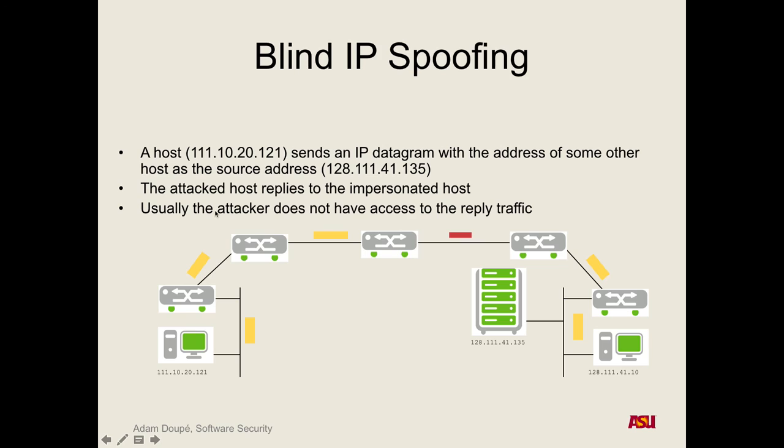So we want to send an IP datagram as another host. And the idea is it's really easy. We just change the source IP address to be that target IP address, and we send out the packet. But the important thing to remember is that we do not get the reply. We will never see that reply. So there's a trust relationship here between .135 and .10, right? We want to spoof essentially a packet from 128.111.41.135. So we send that out. It gets there, everything goes fine, but then when it replies, we never see the reply.